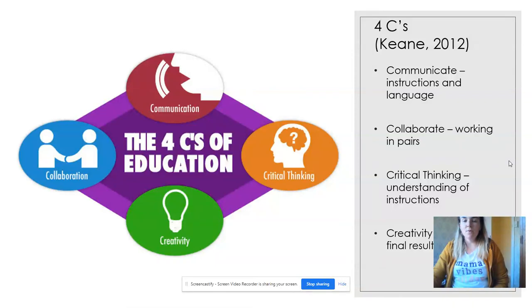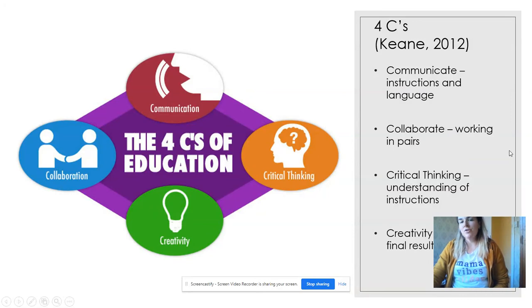Our students gain so many skills needed for the 21st century, such as Keen's 2012 4Cs, where they communicate the instructions, collaborate by working in pairs, critical thinking by understanding the instructions that are being given to them, and the creativity which is shown through the final result of that product they are building.